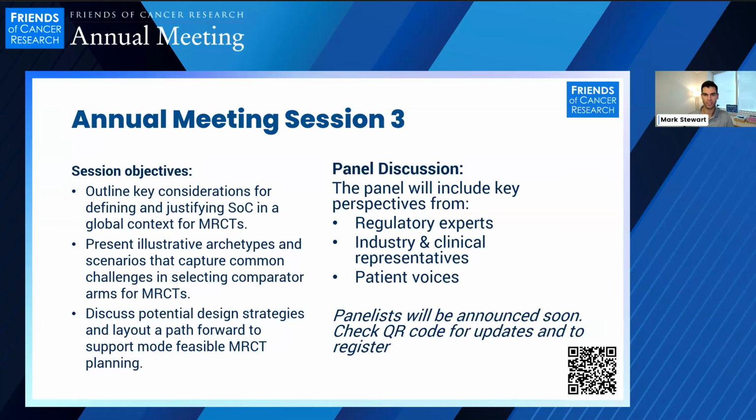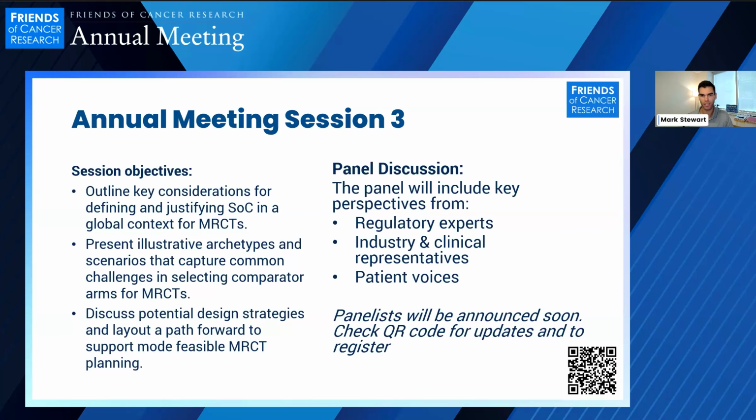The session will outline considerations for defining and justifying standard of care across regions, present scenarios that illustrate frequently encountered challenges, such as evolving standard of care during an ongoing trial, or dealing with multiple active regimens at once. And we'll discuss analysis strategies and data generation considerations that might help with design and interpretation of multi-regional clinical trials. The panel will bring together perspectives from regulators, industry, clinicians, and patients.